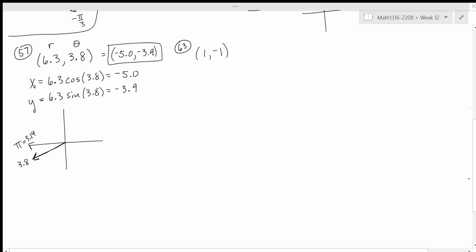Okay, so the instructions say rectangular coordinates are given. Find the polar coordinates. Rectangular coordinates are given, so I know that's x and y. I've got to find r and theta. Do I have formulas for that? Yeah. So r is the square root of x squared plus y squared, and theta is the inverse tangent of y over x.